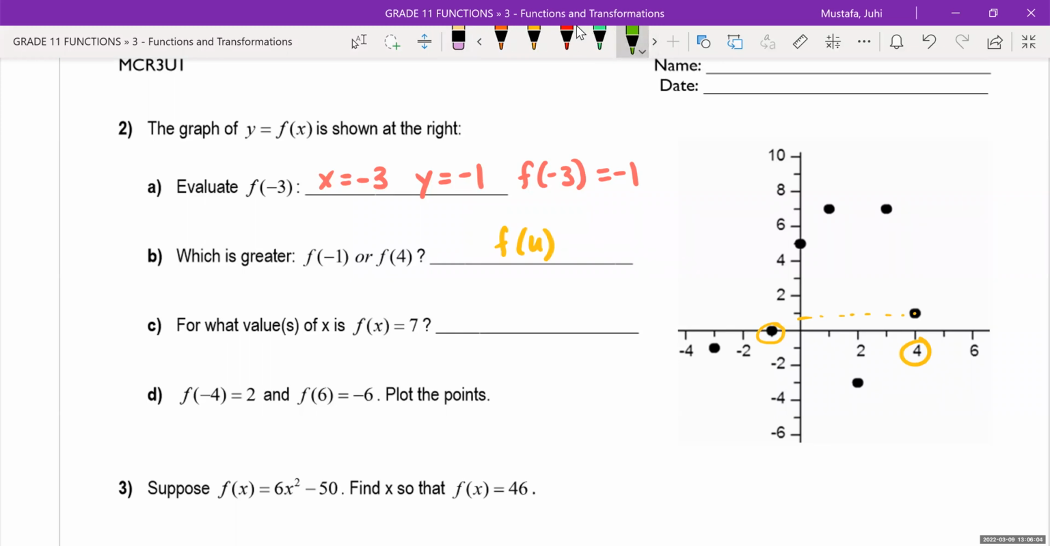For what values of x is f of x equal to 7? So for this question, they're saying when y is equal to 7, what is x equal to? That's basic. It's kind of backwards. So I'll repeat it again. For a question like this, they're saying when y is equal to 7, what is x equal to? So when y is equal to 7, what are the two values for x?